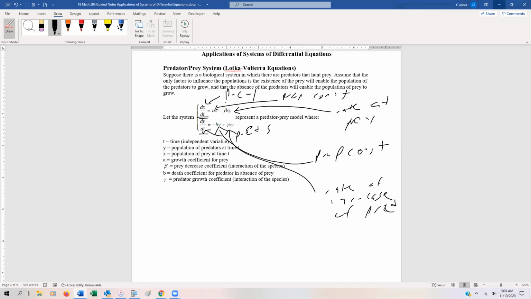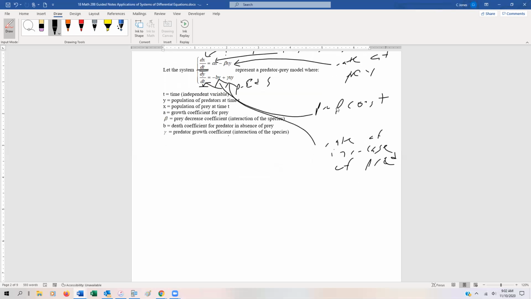And so we end up with this Lotka-Volterra model. Again, we're under the assumption that there are no other factors that are going to influence the population of both of these. Given that, let's take a look at a couple of example problems where we can set up one of these Lotka-Volterra models and then solve.